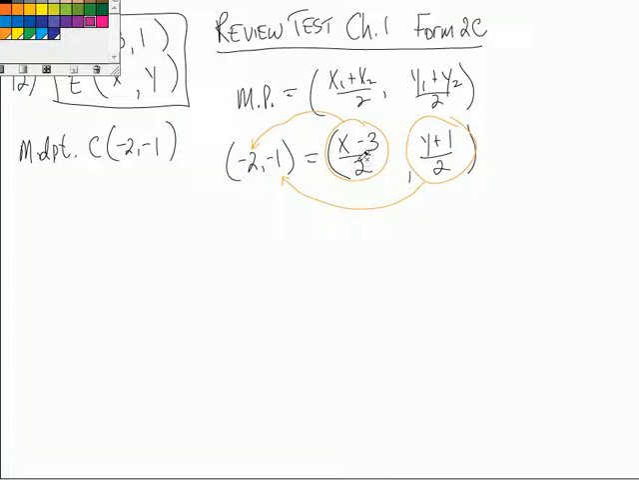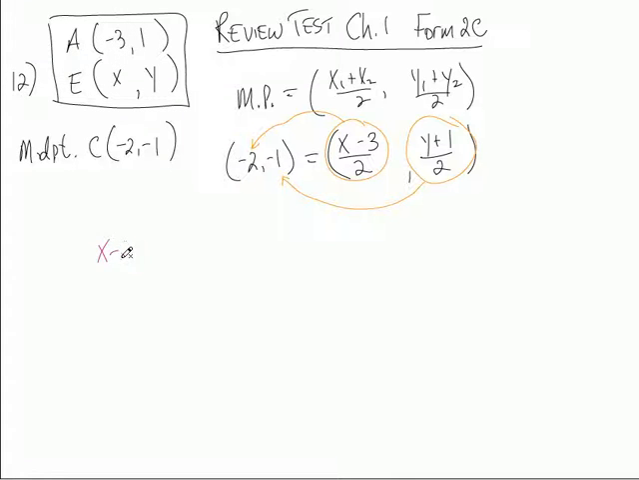So watch. Let's take the x. x minus 3 over 2. What's that equal to? -2. That's right. Do you see how the x is equal to the x? So that's equal to -2.